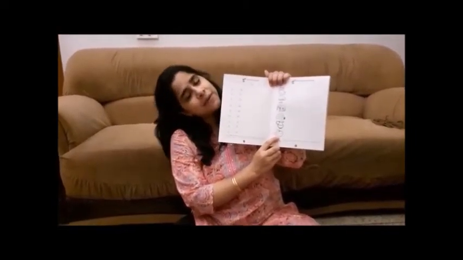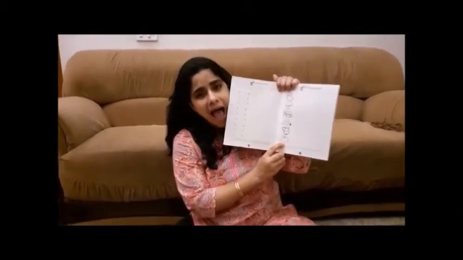So simple. It is an apple. A. Which letter? Letter A. Very good. Activity time. As an activity for this page, page number 7, you can also use your alphabet kit.